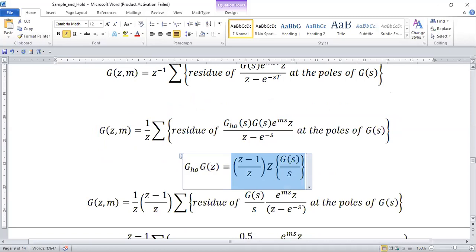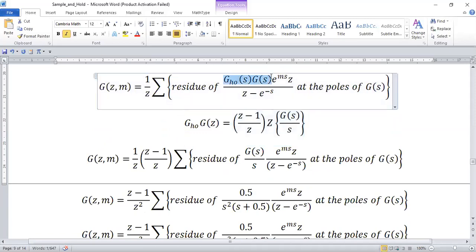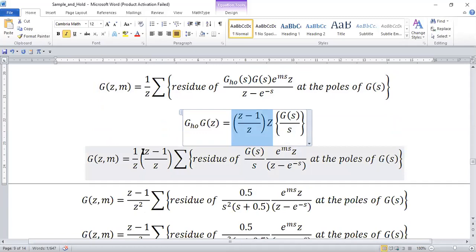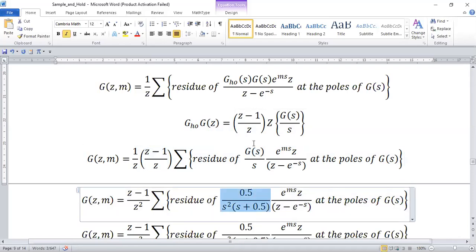So what we simply do here is to replace this with this. So the equation is translated into this. So when you put this z minus 1 divided by z, then you combine it with s, you get this. So our G of s, we simply replace our G of s, divided by s, so you have s squared a.